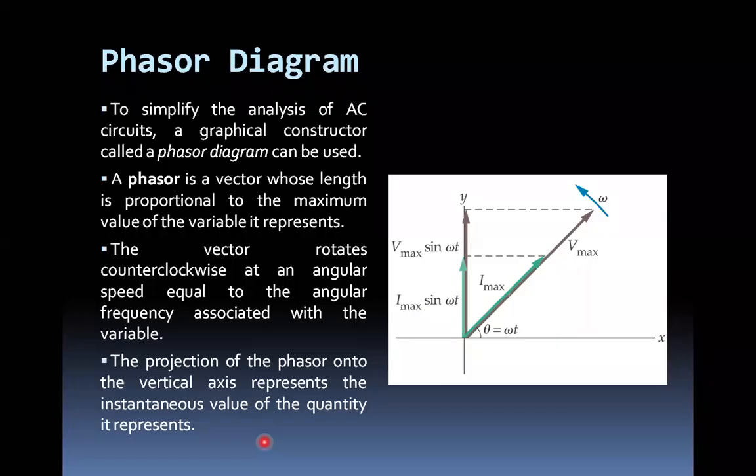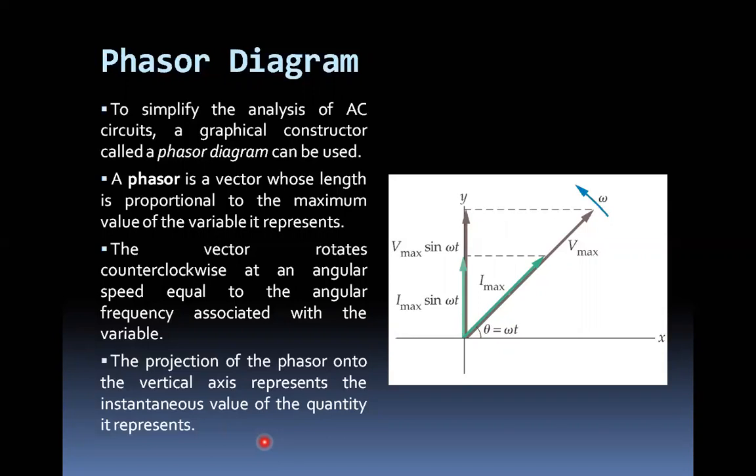Now let's understand the phasor diagram. To simplify the analysis of AC circuits, a graphical construct called a phasor diagram can be used. For the next components which we will apply in an AC circuit, AC current, with respect to the phasor diagram, we will take only the output without the derivation. A phasor is a vector whose length is proportional to the maximum value of the variable it represents. The vector rotates at an angular speed equal to the angular frequency associated with the variable.